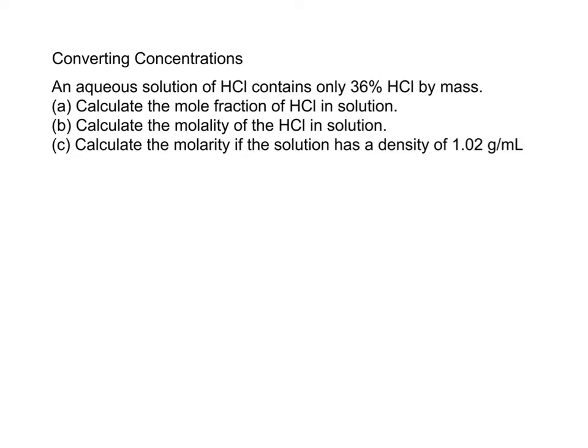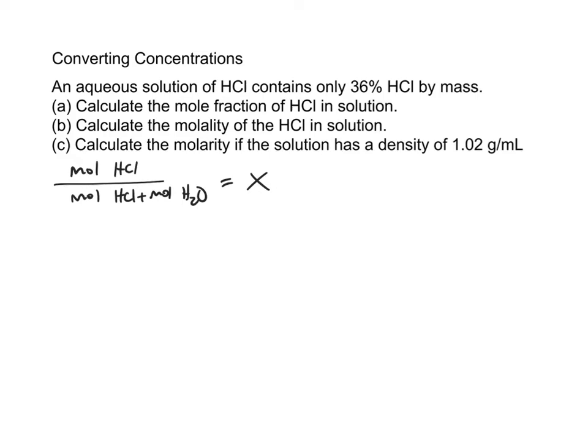So you're given 36% HCl by mass, and you'll be asked to calculate the mole fraction of the HCl in the solution. Remember, mole fraction is moles of HCl over total moles of the solution. And since this solution is aqueous, the solvent is water. So if I rewrite the mole fraction in this form, I'll say moles of HCl over moles of HCl plus moles of H2O, because that denominator is the total moles of the solution. So that's my final goal.